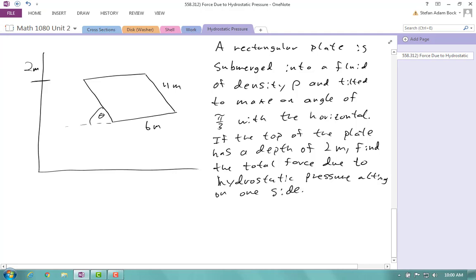So in complete terminology, a rectangular plate is submerged into a fluid of density ρ and is tilted to make an angle of pi over 3 with the horizontal. The rectangular plate's dimensions are as I've labeled in the picture. Now, if the top of the plate has a depth of 2 meters, we want to find the total force due to hydrostatic pressure acting on one side of this plate. So what we want to do is set up bounds for x first. We want to find out how deep this is going to go.